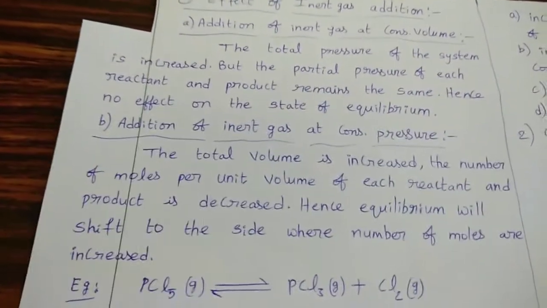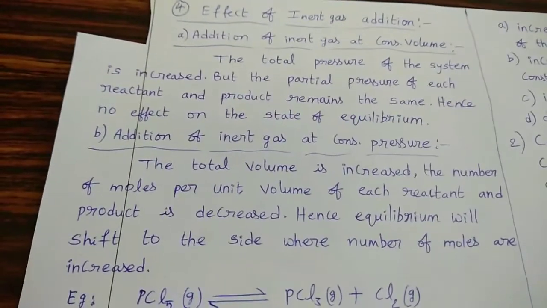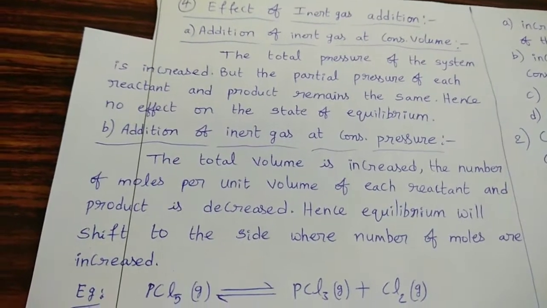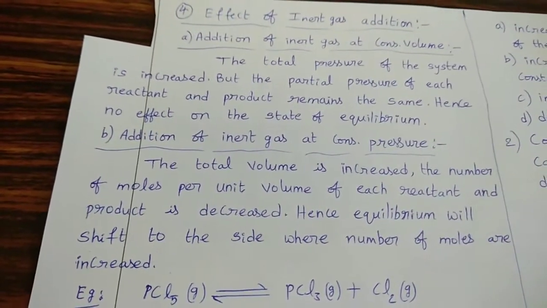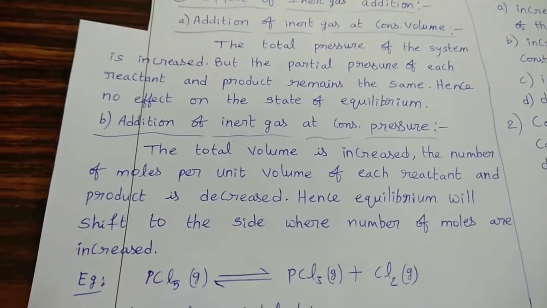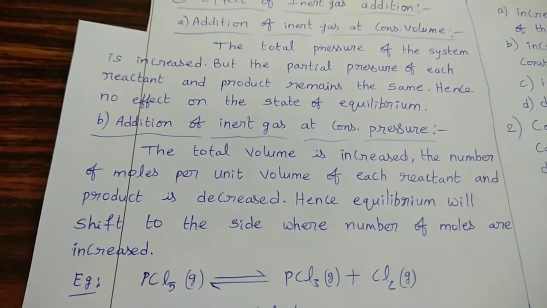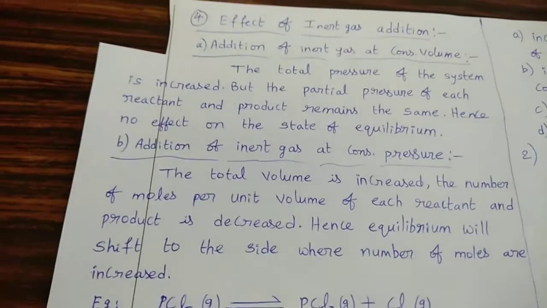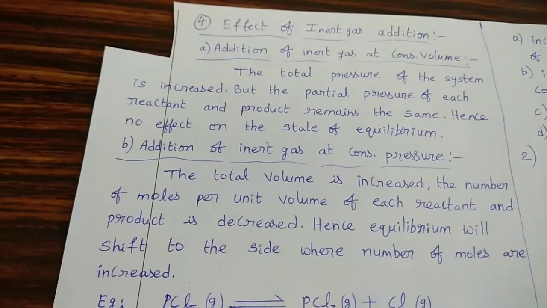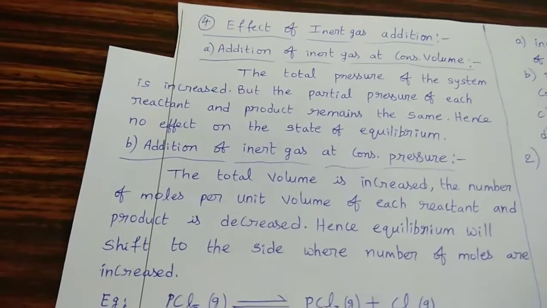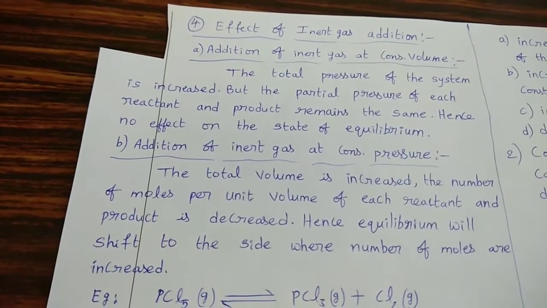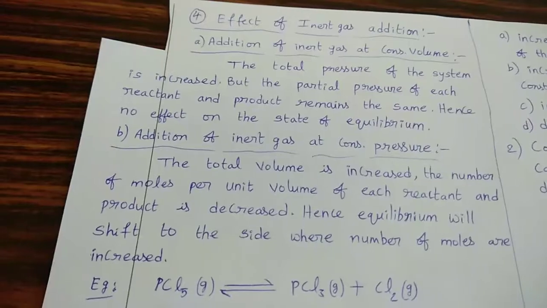Here, in order to maintain constant pressure, we are increasing volume. When volume is increased, the number of moles per unit volume of each reactant is decreased, because volume increases means in unit volume number of moles of reactant and number of moles of product is decreased. Hence, equilibrium shifts to the side where the number of moles are increased.